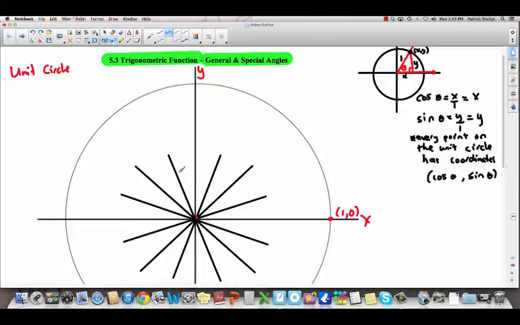Let's go all the way up to 90 degrees. So this was for 0 degrees. Let's do 90 degrees. What's this point right here? This point is 0, 1. So that means cosine of 90 degrees is 0, sine of 90 degrees is 1.